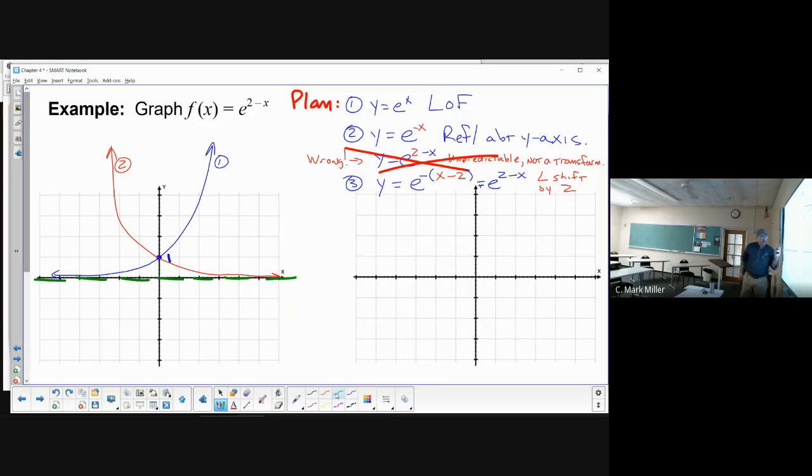So the horizontal asymptote does not change. It's going to remain the positive x-axis. What is going to change, for example, is that point right there is going to move over 2. So now on this graph, I have this point right here. And that point is what? That is the point 2, 1. Okay? And my graph doesn't go up high enough, but my final graph is going to look like this.